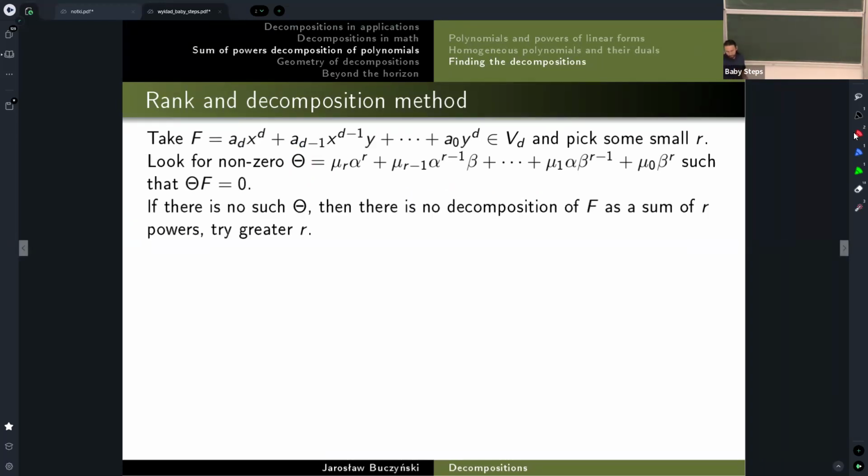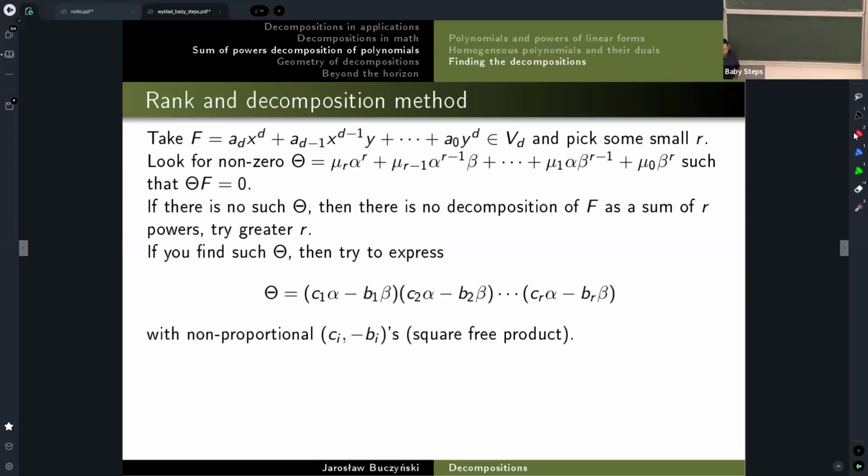And if you don't find such, then the polarity lemma tells you that there is no decomposition into a sum of r powers, so you should try a greater r. And if you find such theta, then we can always express theta as a product of linear forms, at least over complex numbers. Here is where complex numbers are easier and real numbers are more difficult.